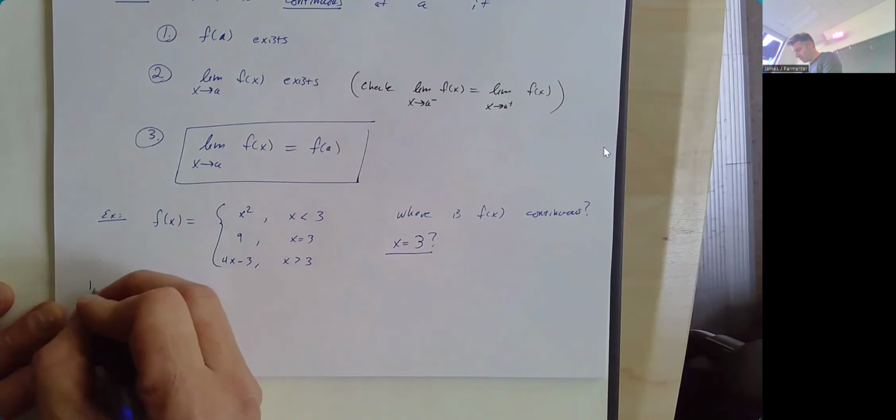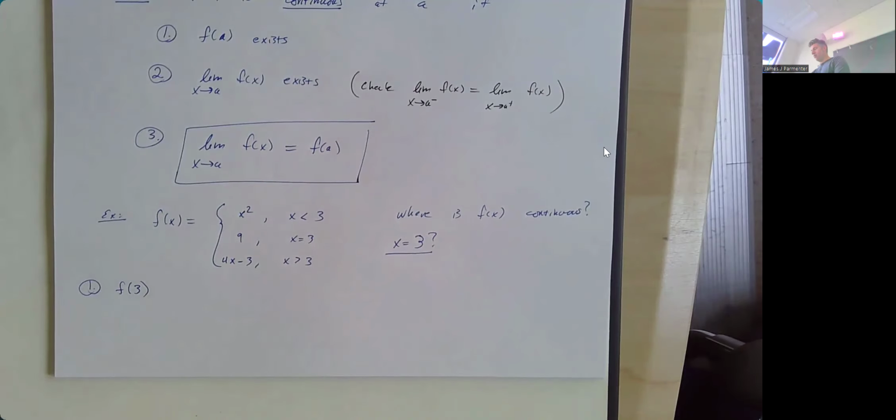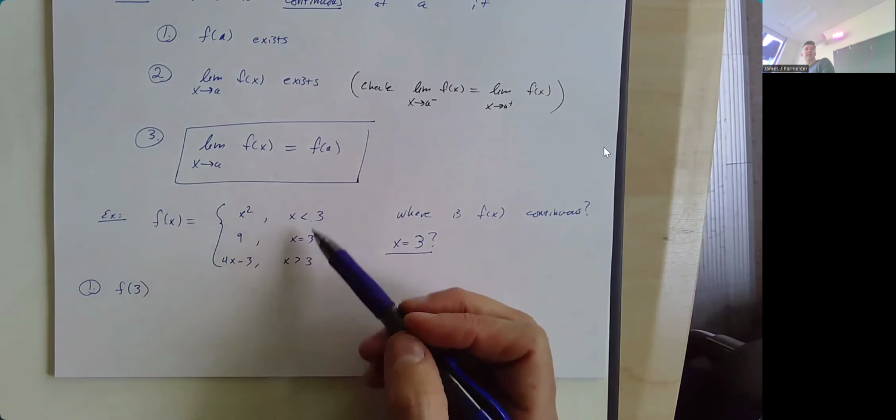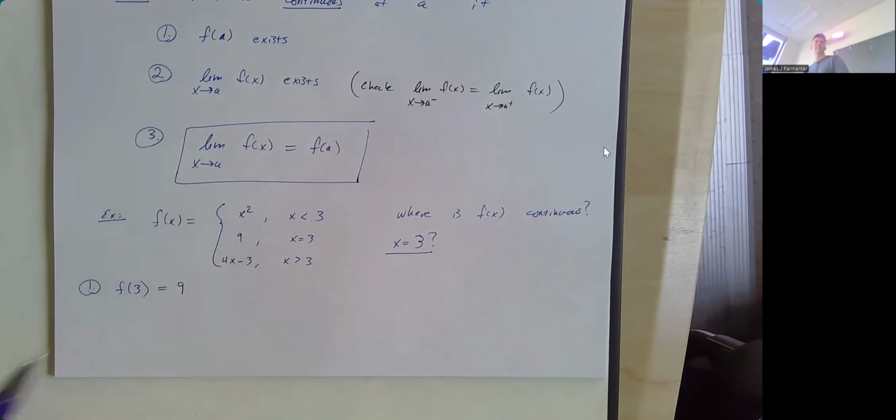So thing 1, what is f of 3? Well, looking at my piecewise function here, I have to pick the piece where x is equal to 3. So f of 3 is going to be 9. They're not making me work for it at all. They're just telling me it's 9.